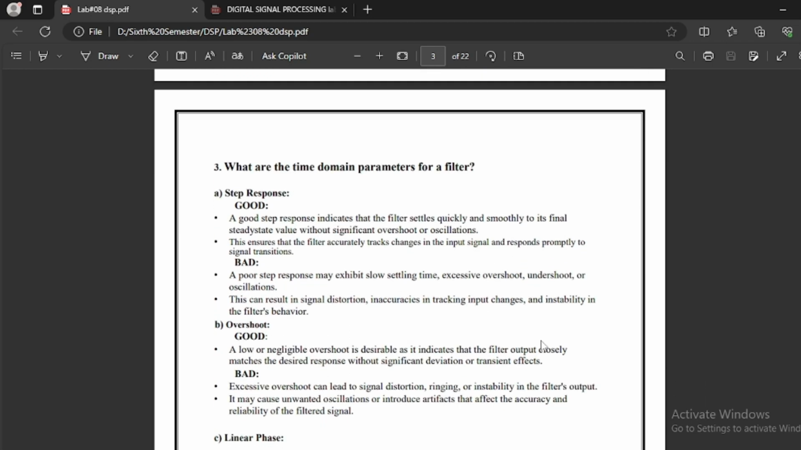Number 3, what are the time domain parameters for a filter? Number 1, step response. Step response is divided into two components, good and bad. A good step response indicates that the filter settles quickly and smoothly to its final steady state value without significant overshoot or oscillations. This ensures that the filter accurately tracks changes in the input signal and responds promptly to signal transitions. Bad, a poor step response may exhibit slow settling time, excessive overshoot, undershoot or oscillations. These can result in signal distortions, inaccuracies in tracking input changes and instability in the filter's behavior.